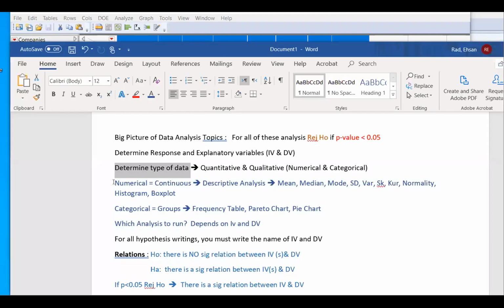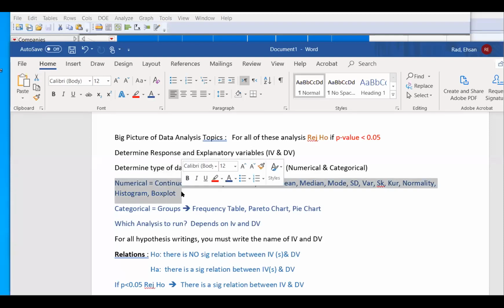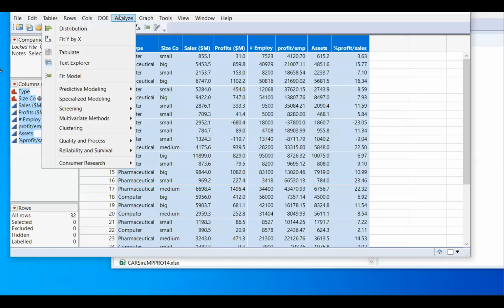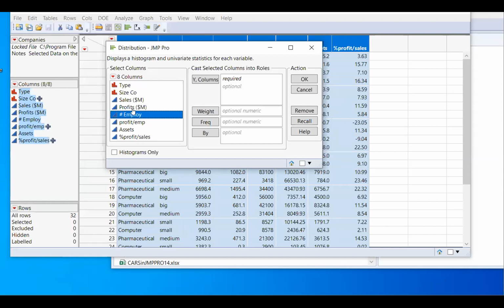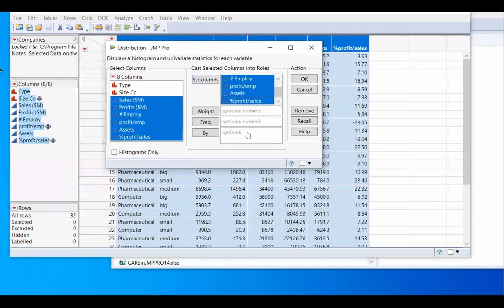We have to analyze each variable. For numerical variables, descriptive statistics. So what I do is go to Analyze, Distribution, select the continuous ones, and put them in the Y column. I'm only analyzing the distribution of my continuous variables. Click OK.